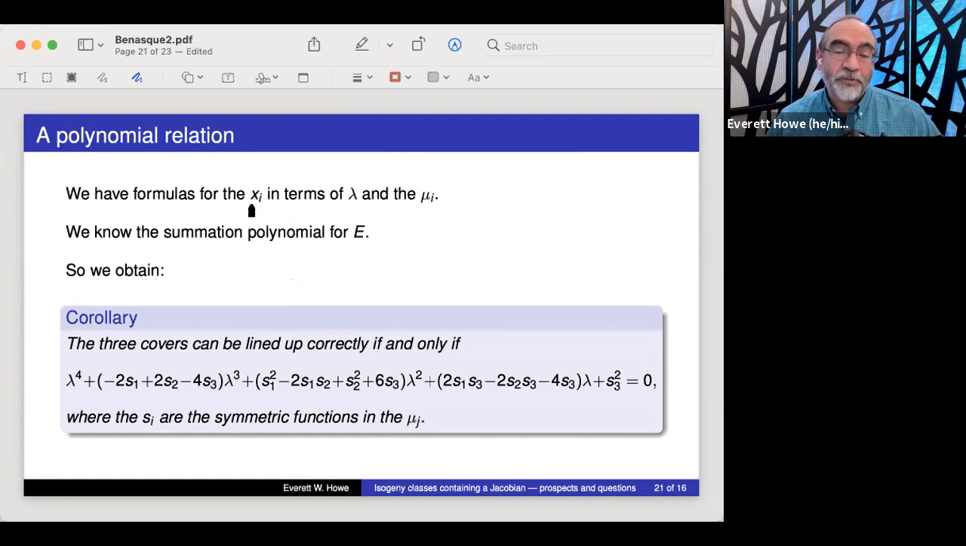We have formulas for the xi in terms of the lambdas and the mu's. We know what the third summation polynomial looks like for an elliptic curve. And you piece all those things together and you find out that the 3 covers can be lined up correctly if and only if the lambda invariant for E satisfies this relation with the symmetric functions in the mu's. So it's a polynomial relation, which is just, I think, amazing.